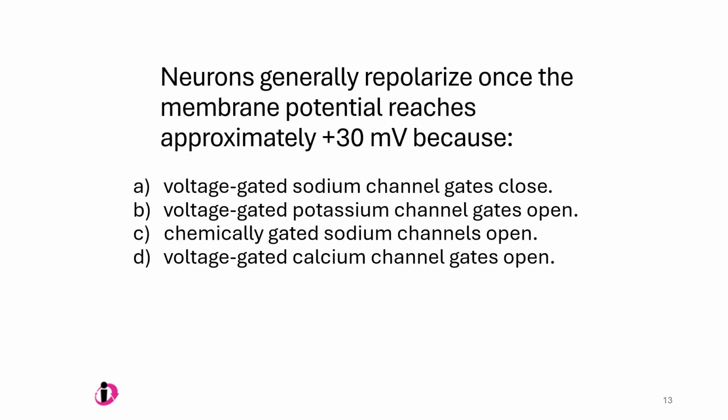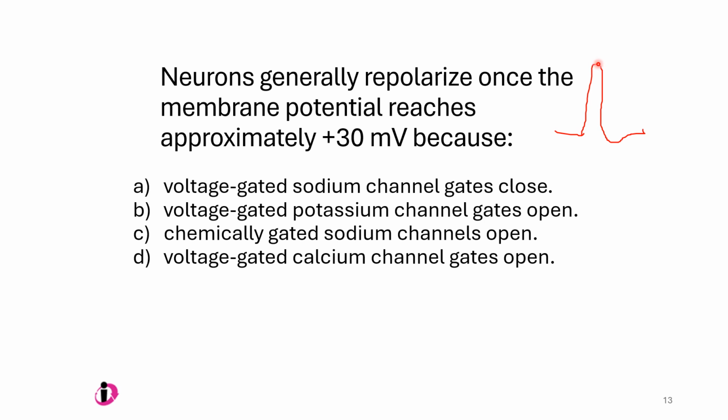So here's one question for you to see if you're following along and understanding what's going on. Neurons will generally repolarize once the membrane potential reaches approximately positive 30 millivolts because... So where are we when this happens? We're at the top. So if we want to draw a rough little action potential, sorry about that, and then kind of like that. So here's our rough little action potential. Here we are at about positive 30.